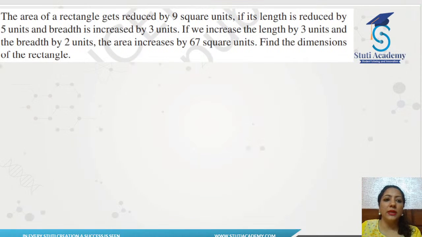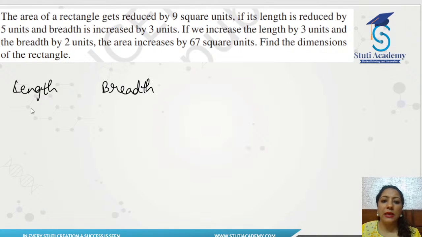This question is based on NCERT. The area of a rectangle gets reduced by 9 square units if its length is reduced by 5 units and breadth is increased by 3 units. Please read the question only till here. We have a rectangle. Let's take the length and the breadth of the rectangle as x and y. This is the original case, where x is the length and y is the breadth. The area for the original rectangle would be x into y, that's length into breadth.